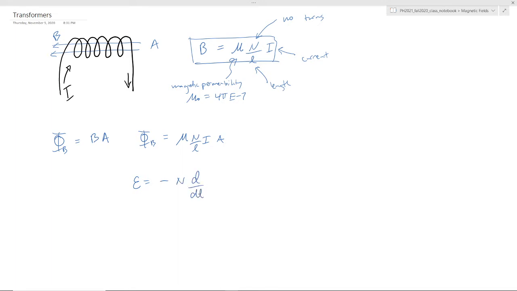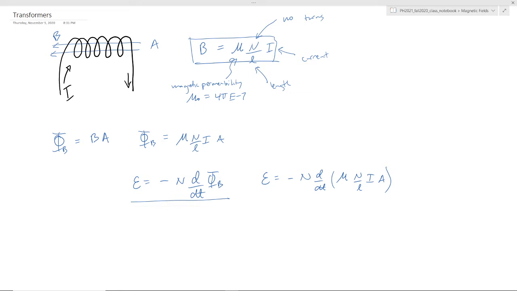That expression was this, where it depends on the rate of change of the magnetic flux. So we can put these ingredients together. This was Faraday's law. If we put these ingredients together, I'll just write it like this. Notice most of this is constants.